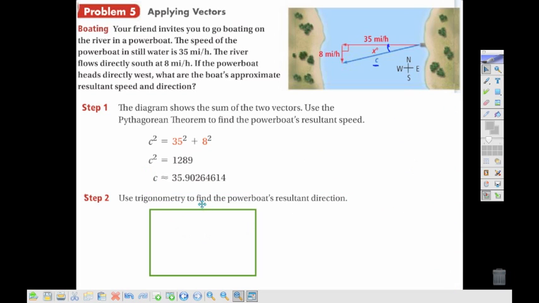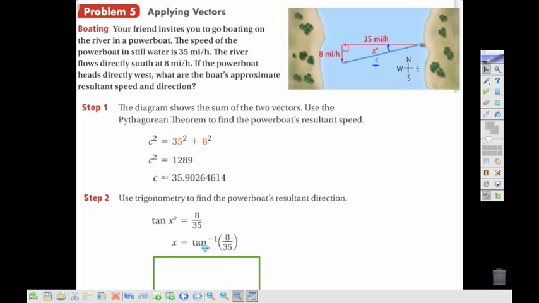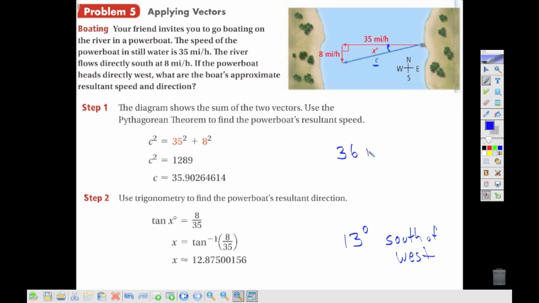And we can use trigonometry then to find out what this angle is, to find out what direction we're actually going. So we're using tangent because we're using the 8 and 35. We could use this 36, but it's good to use the given values because they're probably more exact. And so 8 over 35, we can solve that using the inverse tangent, and we get an angle of about 13 degrees. So our direction is 13 degrees south of west, because we're moving west, but we're being pushed a little bit south. There's our direction there. And our speed is about 36 miles per hour.